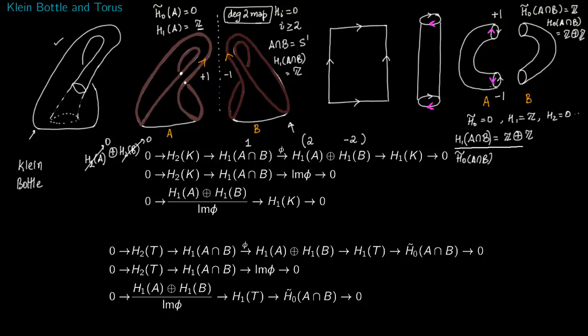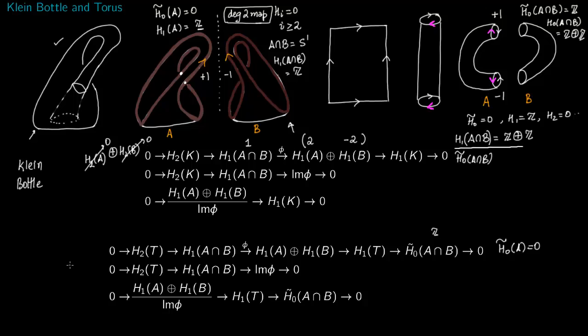So this is the sequence for the torus. Now here A intersection B became zero, but here A intersection B does not become zero. It is still integer. So you have to keep this here. Although if you go further down, then it will be zero, because for a single circle, this is zero and so is B. Similarly here, H2A and H2B are zero. Same case, because they deformation retract to a circle.